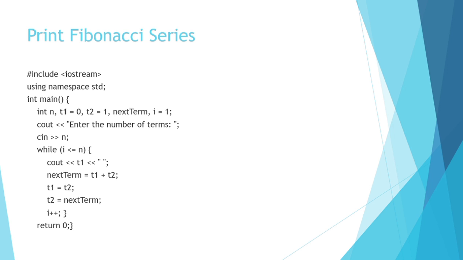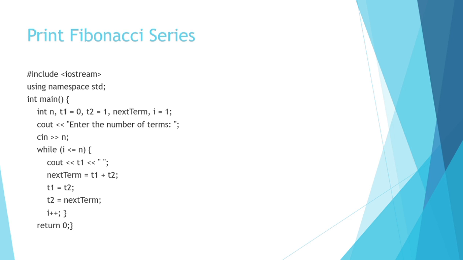Initially, t1 equals 0 and t2 equals 1. The first term, t1, is printed. The next term is calculated as t1 plus t2, which gives the next term in the Fibonacci sequence. The values of t1 and t2 are updated, and the next term is printed. The process repeats for n terms, updating t1, t2, and next term in each iteration.